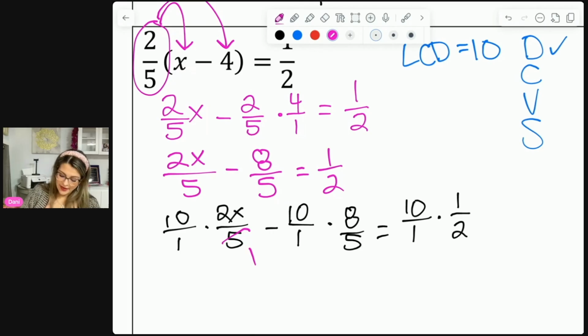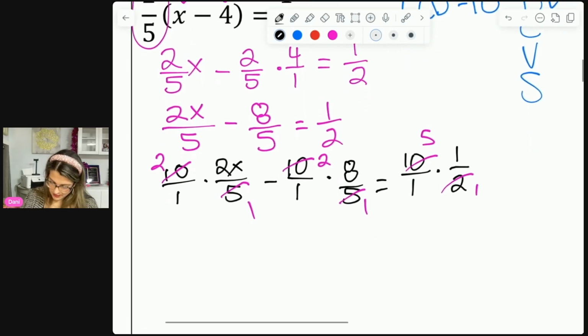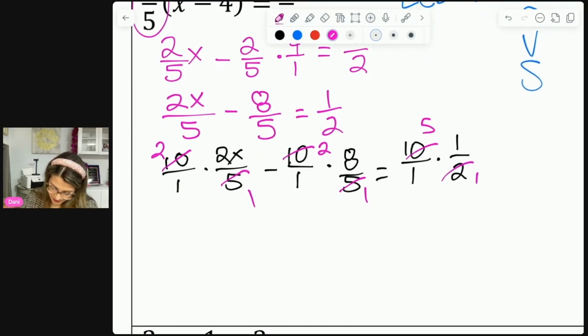So 10 and 5 are going to cross cancel to 2 and 1. So same here, same here. Life is good. And then 10 and 2, 1 and 5. So scoochie that up just a little bit. We're left with 4x minus 16 equals 5. Oh, much nicer to look at. So the hardest part of these is going to be figuring out like, okay, what is my common denominator? If you use the least common denominator, it's good. But as long as you use a common denominator, it's all going to work out the same.